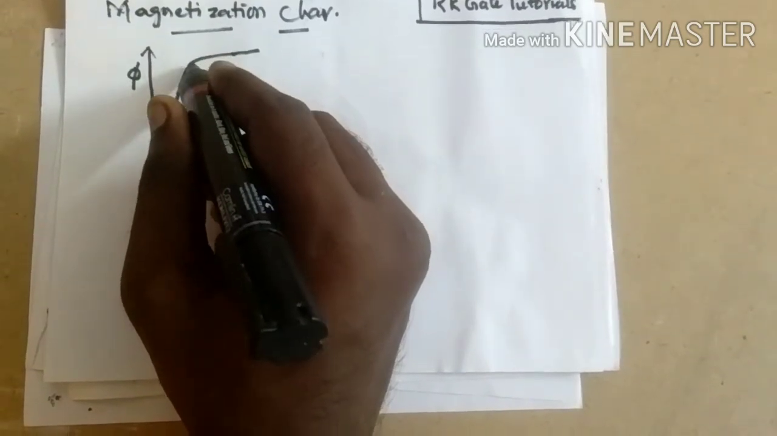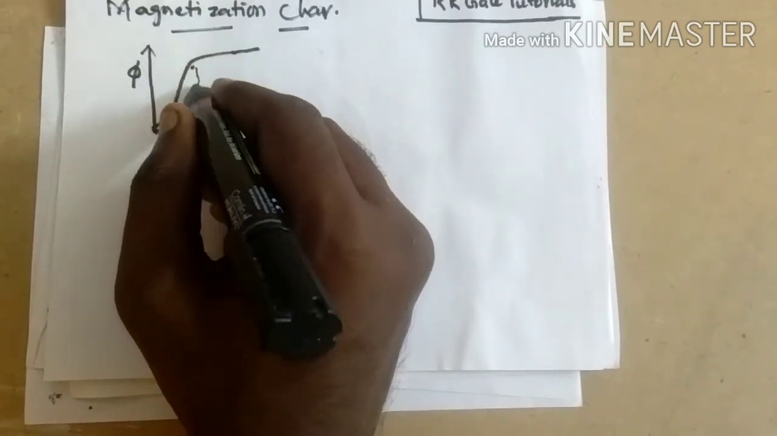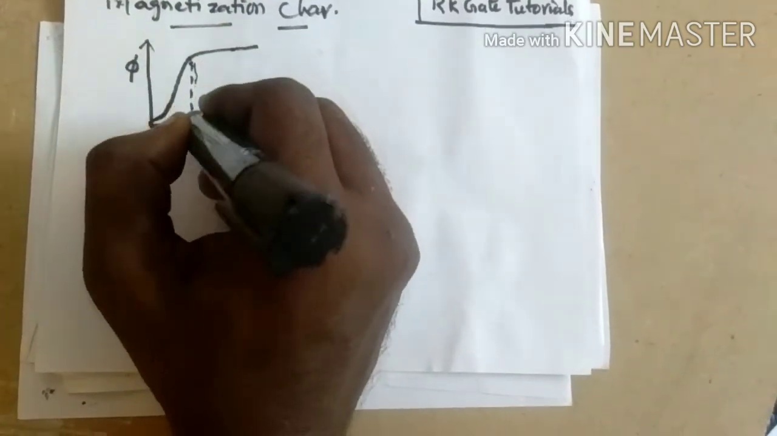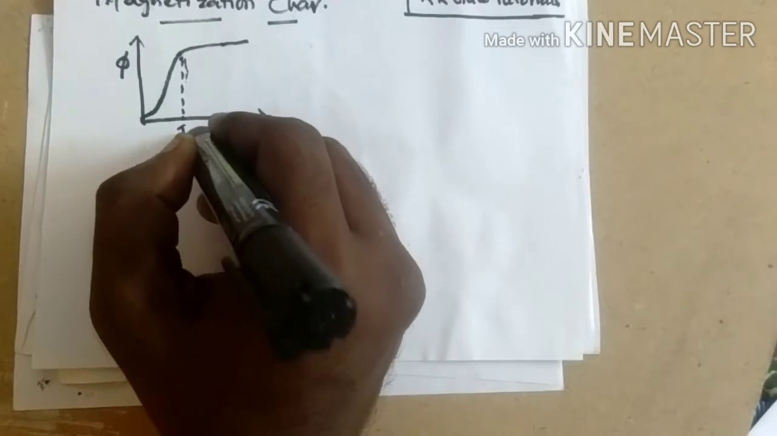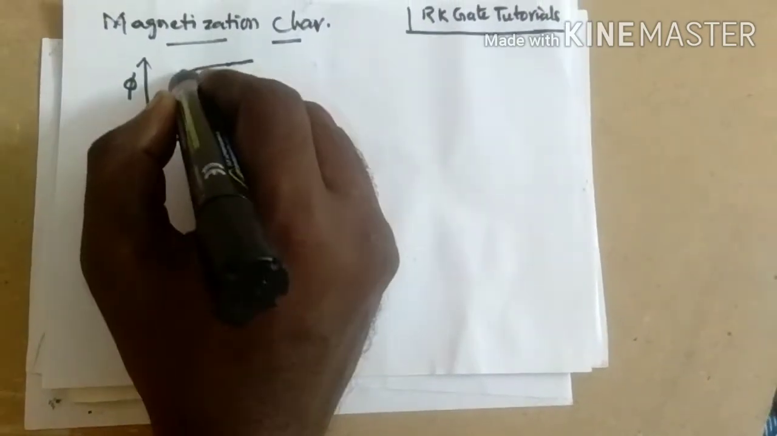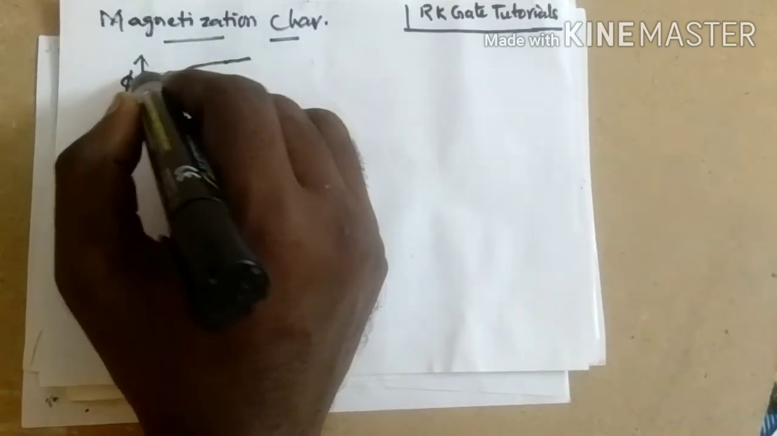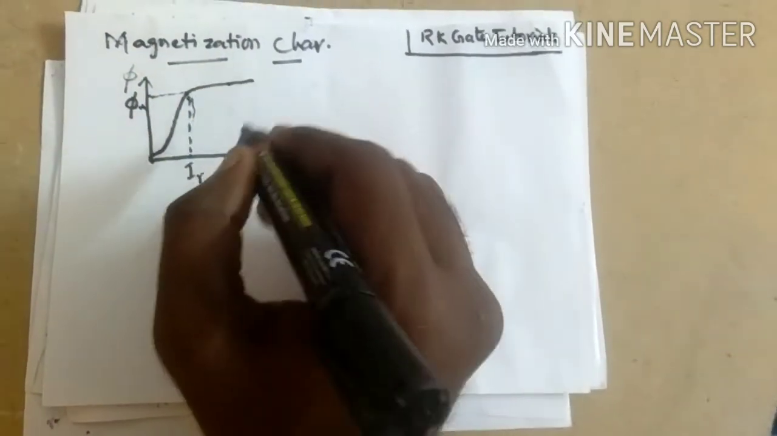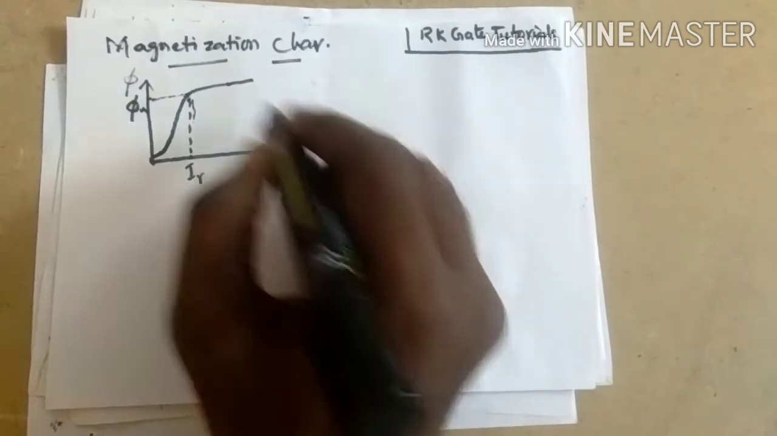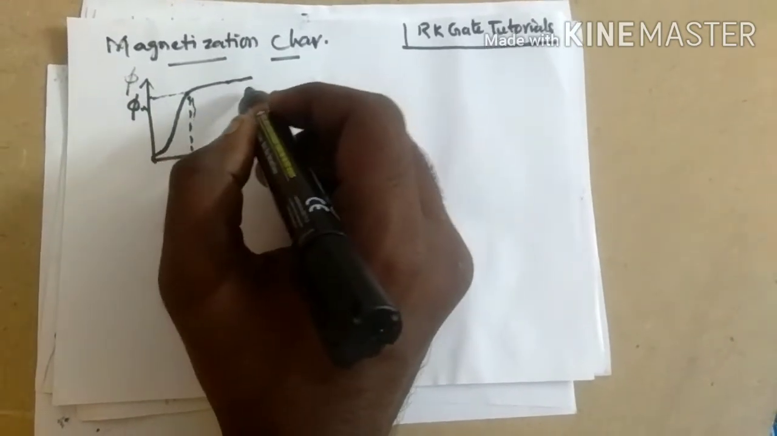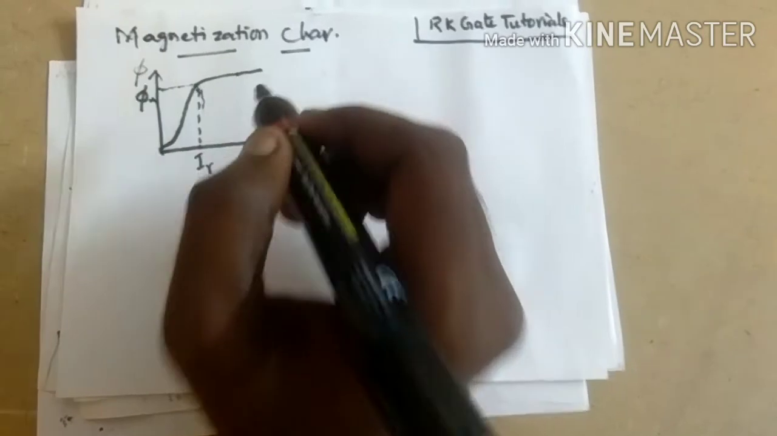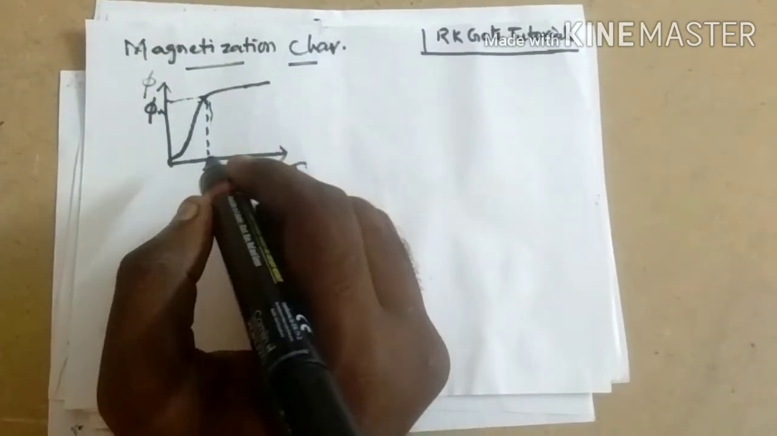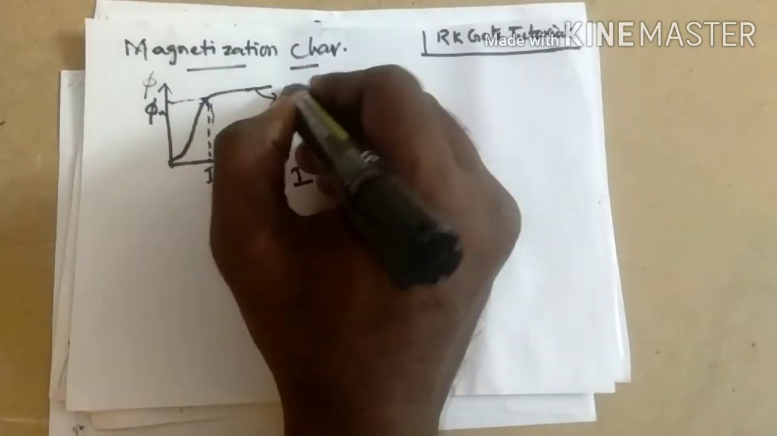And at a particular current, let us say this is I rated, the flux produced will be maximum, and after which, even if you increase the current, the production of the flux gets saturated. So this point is called the knee point. So this is the saturation.